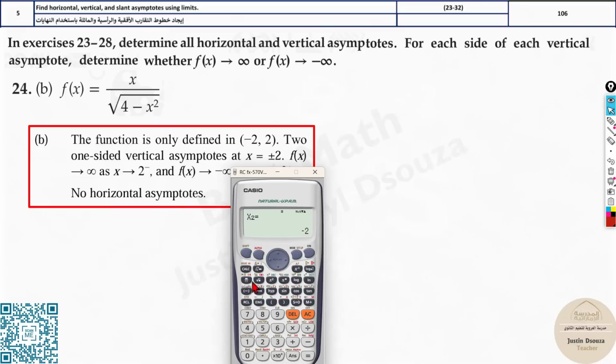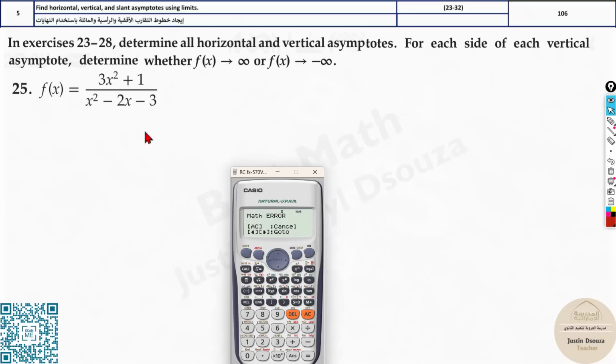Now what about horizontal asymptotes? Let's try. Here we will just go back to the computation mode and then fractions x divided by square root 4 minus x squared. Calculate this at minus infinity, that is error. Then let's calculate it at infinity, 999. That's also an error, right? So in this case, what do we know? We know that there is no horizontal asymptote because both the sides there are errors. I hope this is clear.